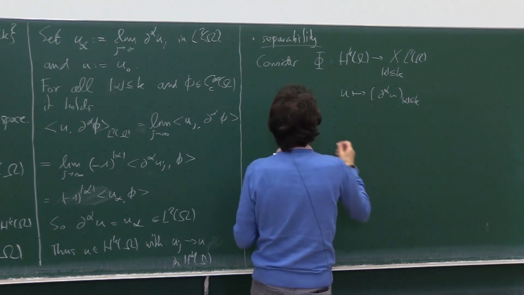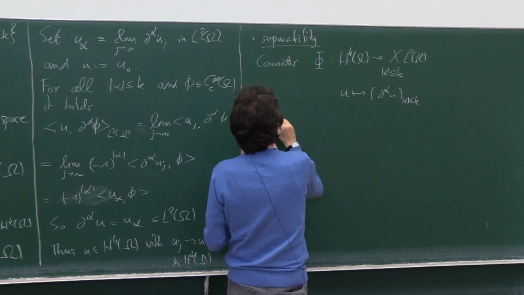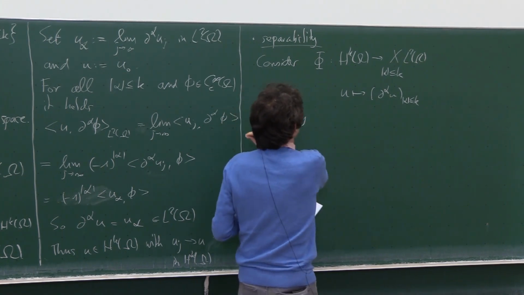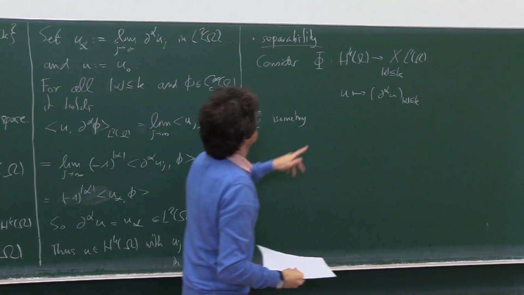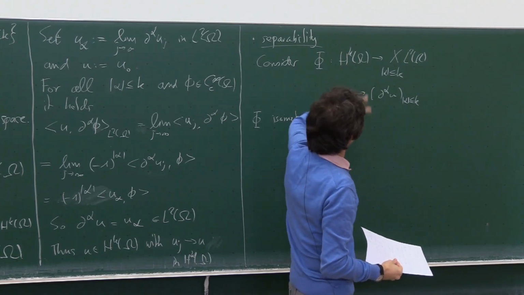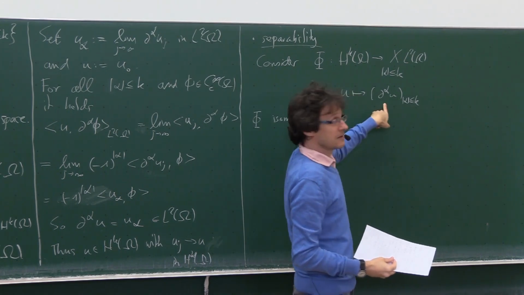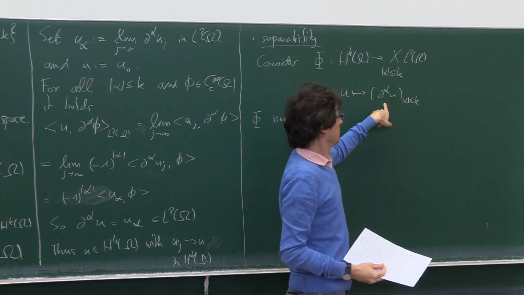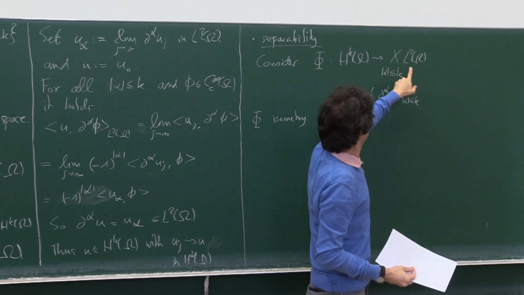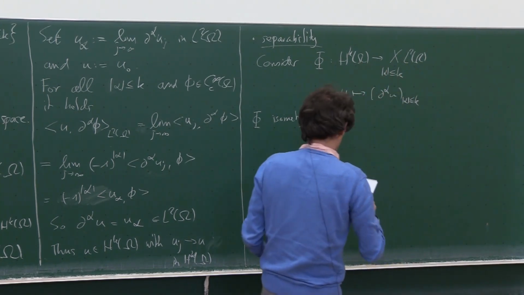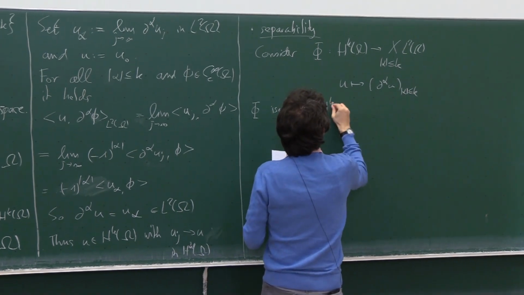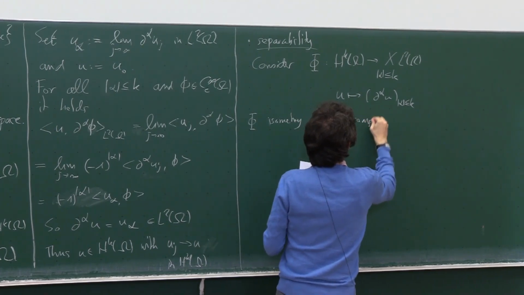And then it turns out that this phi is not only a linear map, but it's an isometry. Because if you look at the norm, it is the square root of the sum of the L2 norms of these things squared. And this is exactly what you also get here. So these two norms are the same. So it's an isometry.